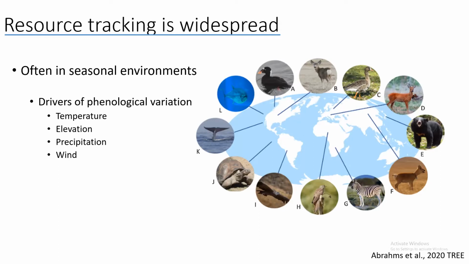And here's just an illustration from a great paper in TREE, illustrating the variety of species that have been studied so far that follow these resource waves. And they can be driven by different factors in the environment, such as temperature, elevation, precipitation, and wind. And so how those environmental variables interact with the landscape can create waves of resources that species can then try to follow.